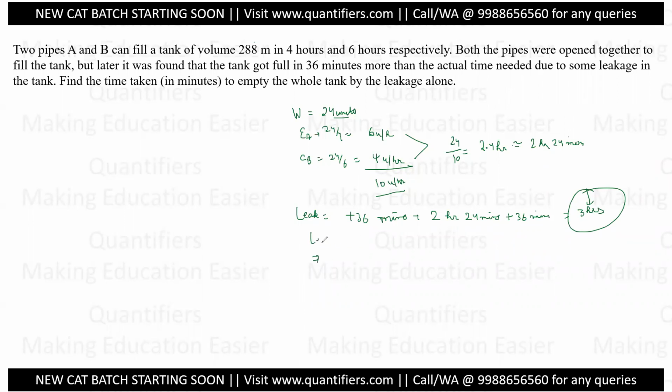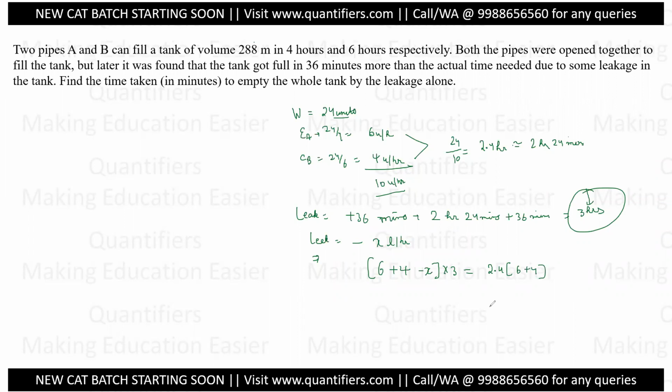Now, can I very, very simply say that, let's say the leak has an efficiency of X liters per hour. And since it is a negative work, I will take it as minus X. All right. So the work which was done, 6 plus 4, and X is the negative work, right? The work which was done in 2.4 hours without the leak is done in 3 hours with the leak. I can make this equation.